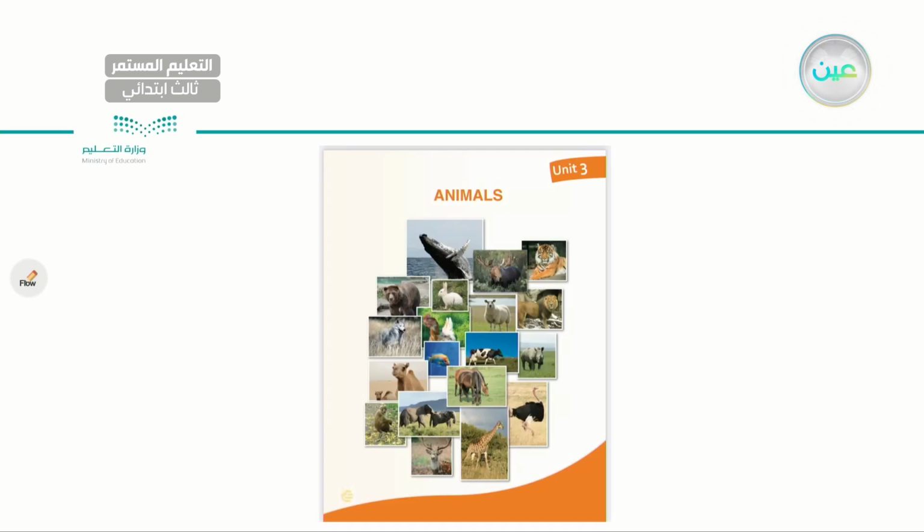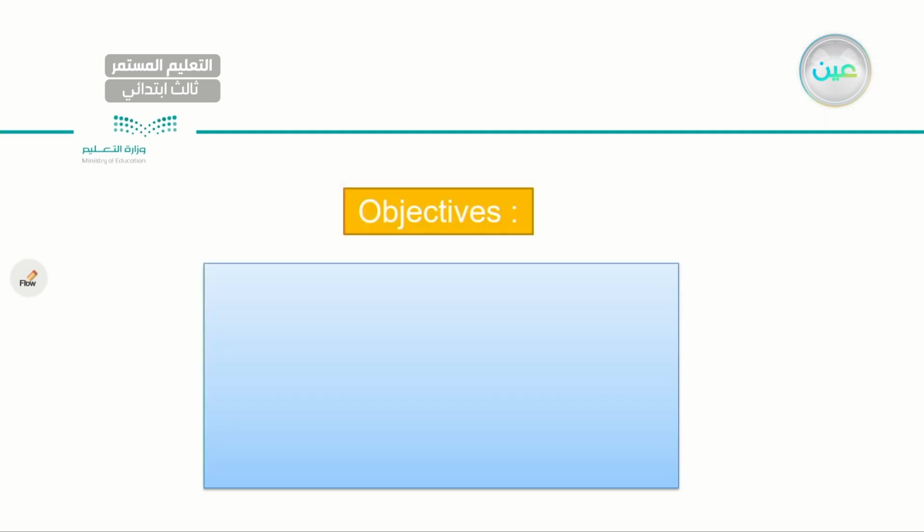This is the cover of your unit, unit number 3. As you can see, I can see pictures of so many animals. I can see a giraffe, an elephant, a monkey, a camel, a wolf, an ostrich, and so many animals.